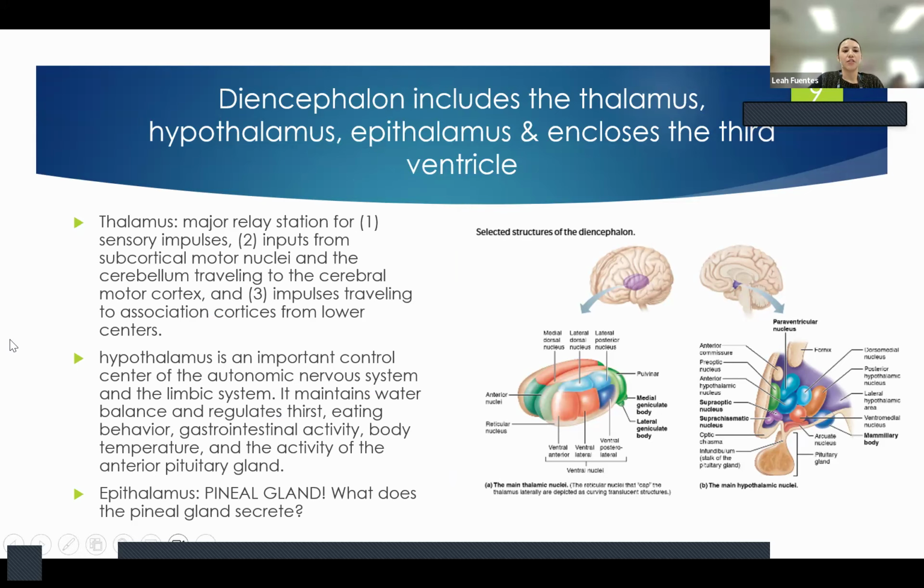Okay, so we have first our diencephalon. This includes our thalamus, hypothalamus, epithalamus, and it also encloses the third ventricle, which again houses our cerebrospinal fluid. It flows through our ventricles. So first we have our thalamus. This is our major relay station for sensory impulses, inputs from subcortical motor nuclei, and impulses traveling to the association cortices from our lower centers.